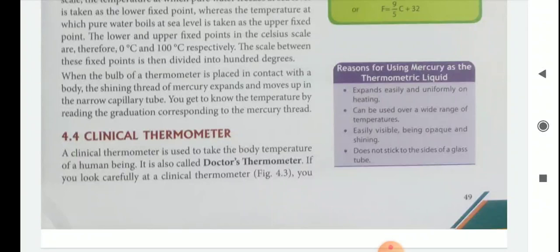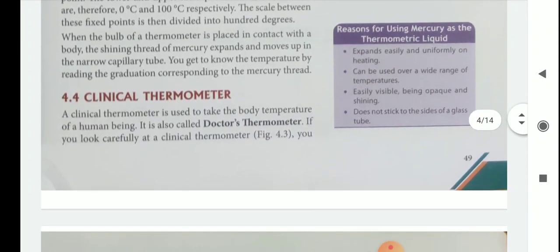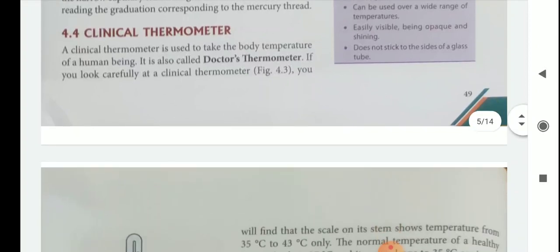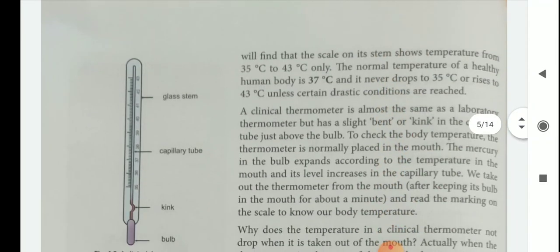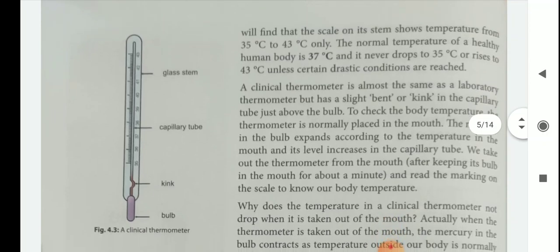Then, the clinical thermometer, you see. A clinical thermometer is used to take the body temperature of a human being. It is also called a doctor's thermometer. If we look carefully at a clinical thermometer, we will find that the scale on its stem shows temperature from 35 degrees Celsius to 43 degrees Celsius. So, here the lowest point is 35 degrees Celsius and the highest point is 43 degrees Celsius.